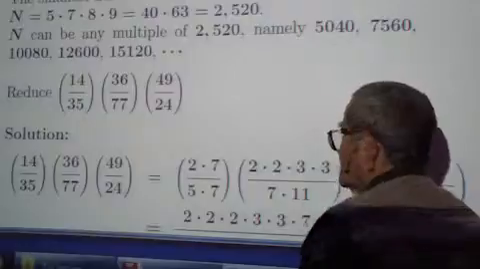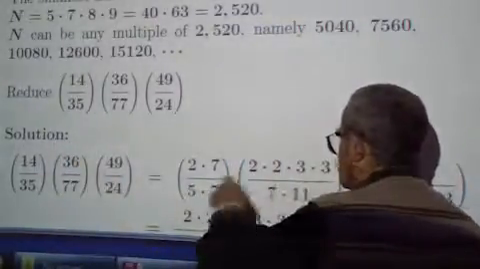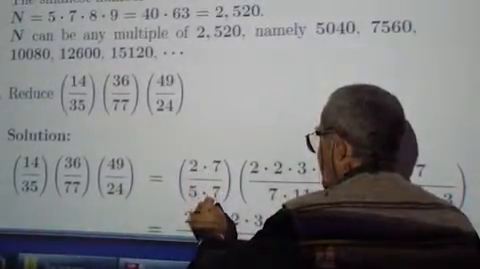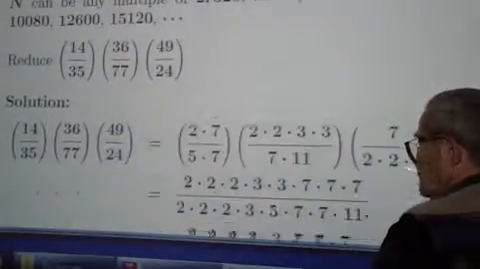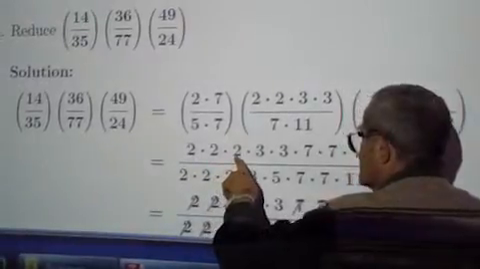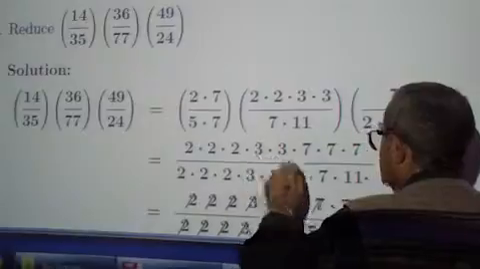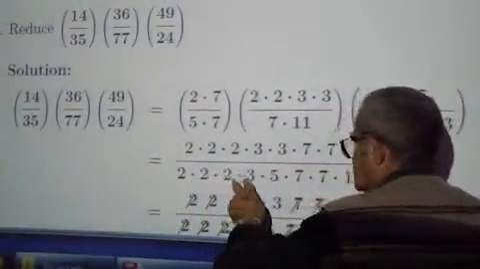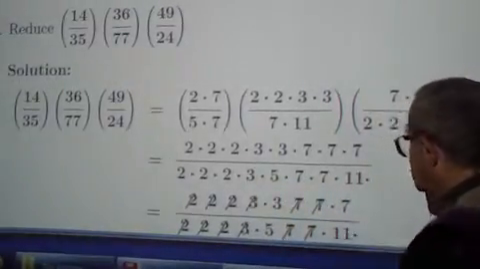Reduce. Instead of doing a prime factorization, because I'm limited for space here, I wrote 14 as 2 times 7. Oh, I did a prime factorization. So my prime factorization has three 2's. Most people write it as 2 cubed, 3 times 3, 7 times 7 times 7, over 2 times 2 times 2, times 3 times 5, 7, 7, 11.